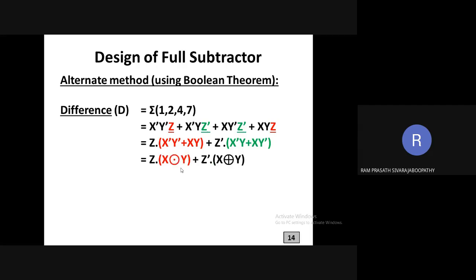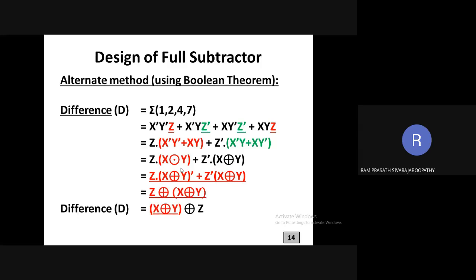So x nor of y can be written as x xor of y whole bar. So finally we have a b bar plus a bar b. Okay, this can be written like this. Final expression is x xor y xor z. Okay, the underlined term, we know it well. What is this term? Can you type it in the chat? Regarding the half subtractor, okay, what about the difference?